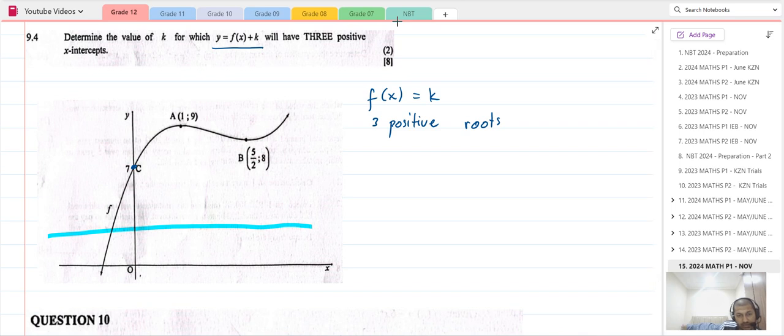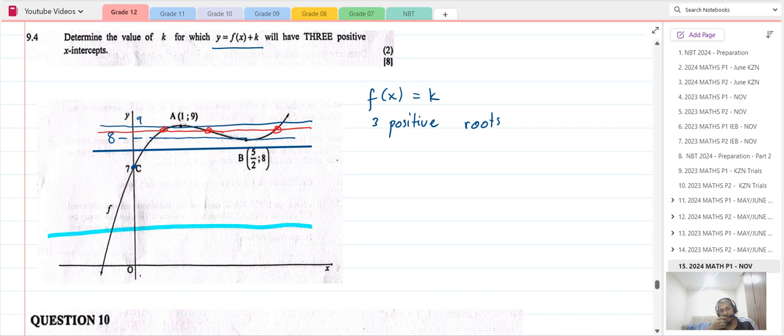If you cut between the y-intercept and 8, nothing's happening here, right? This line is 8, so you have to cut between 8 and here to get 3 positive roots. Yeah, it has to be between 8 and 9. You have to cut the graph between 8 and 9. One, two, three. F of x is equal to k.